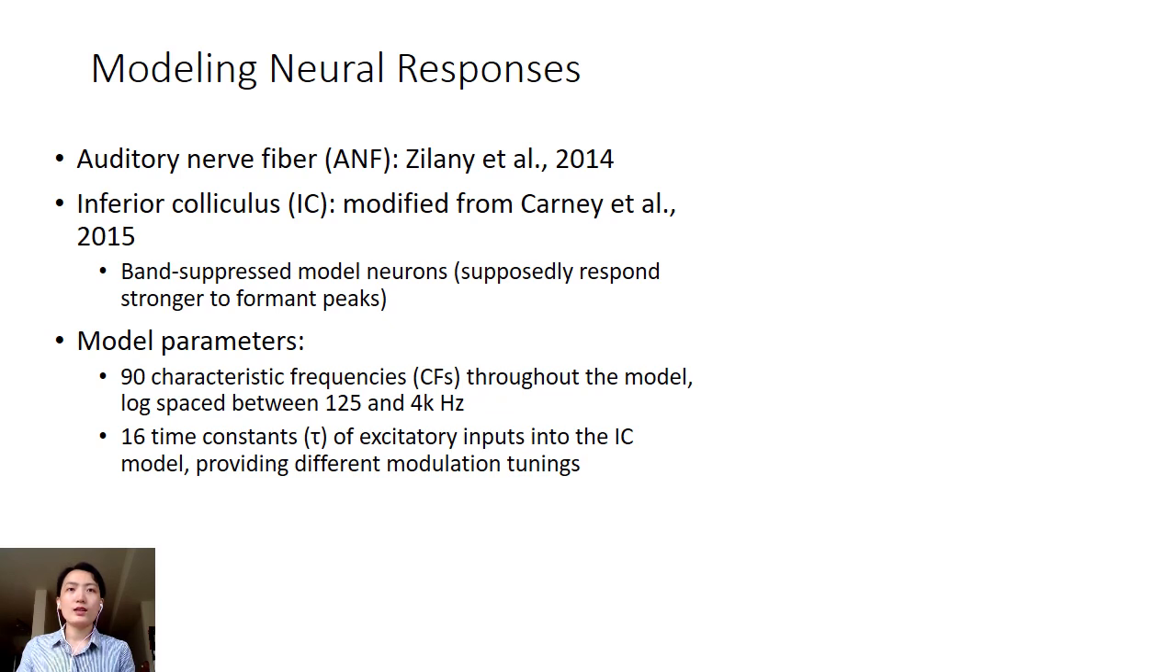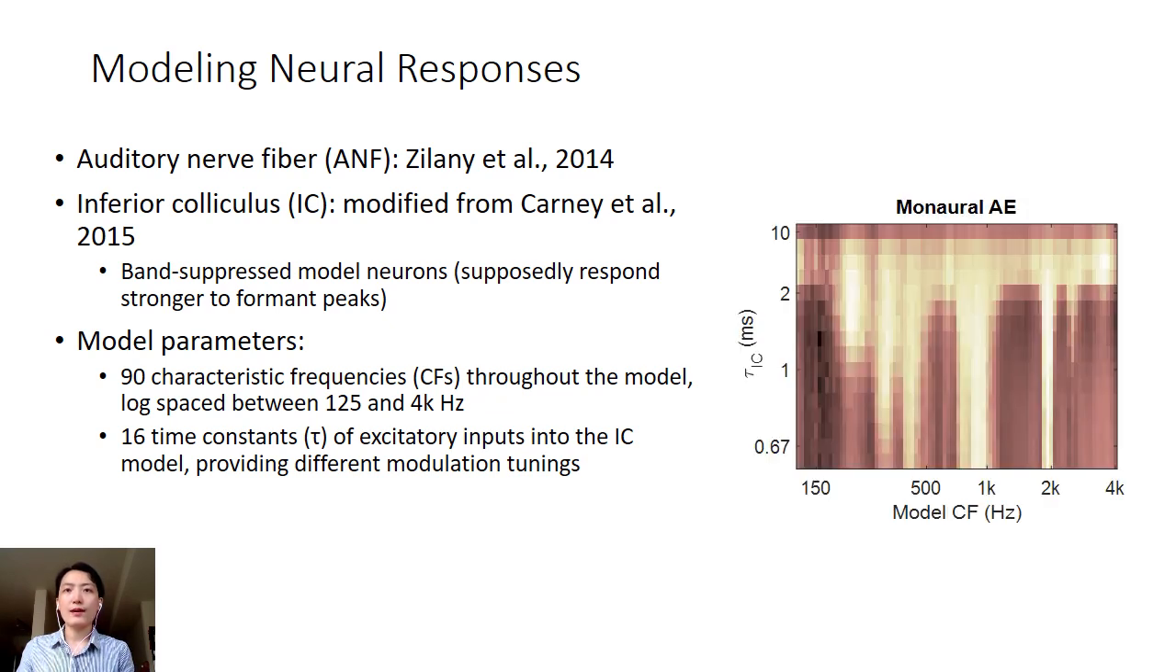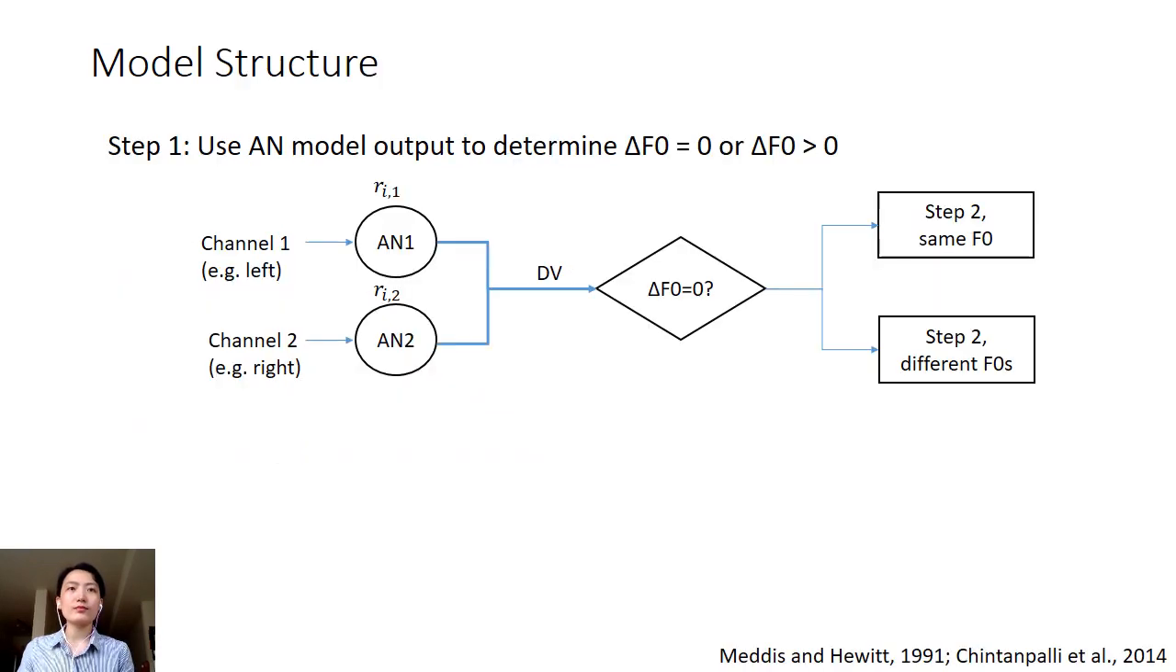Here is an example model response to monaural AD. Brighter indicates stronger responses. The strong responses here also line up with performance of AD, as shown here with the dashed lines. Now I will talk about how the model neural responses are used to predict human performance. There are two steps. The first step is to use AN model output to determine if the two vowels have the same or different F0s.